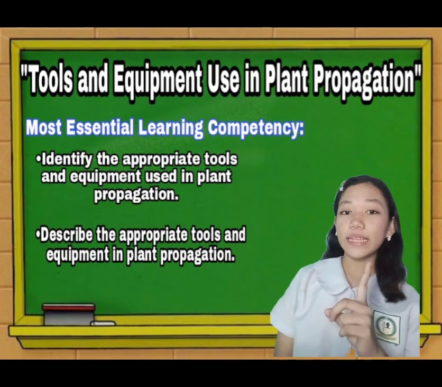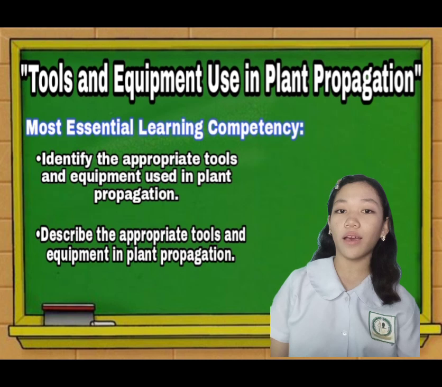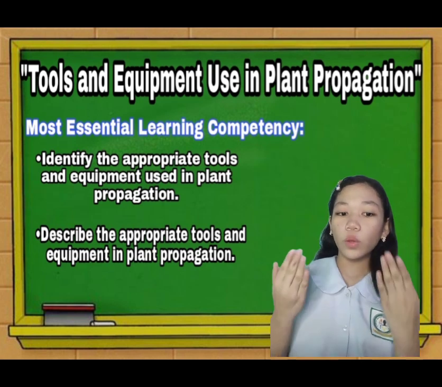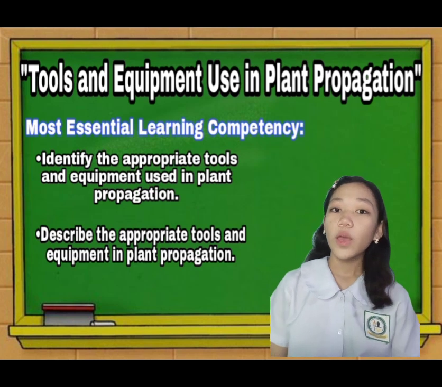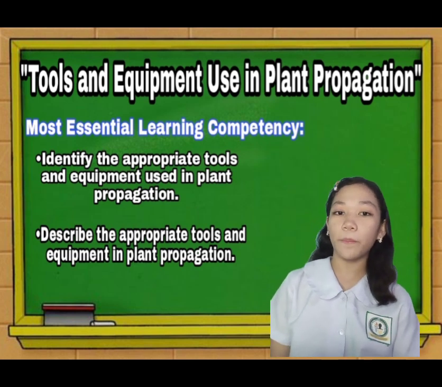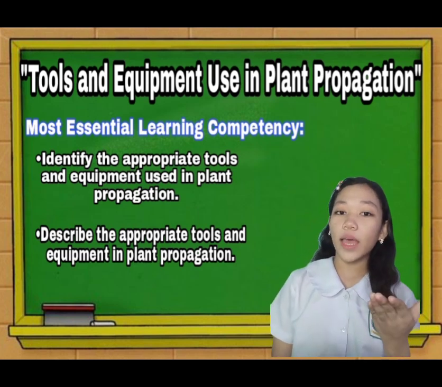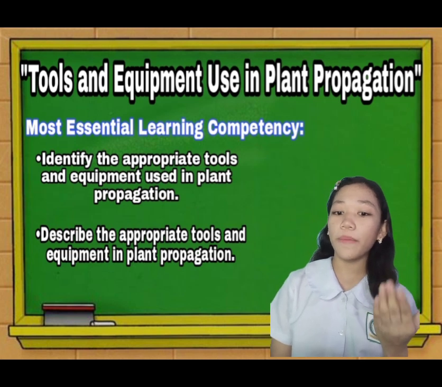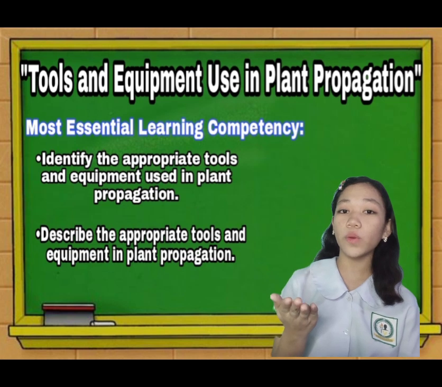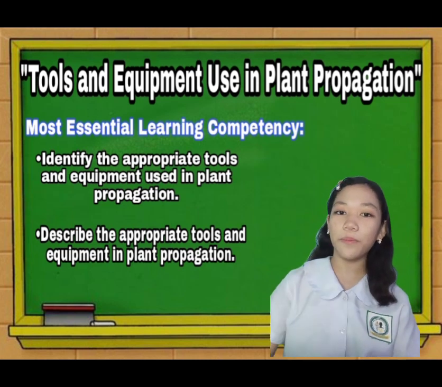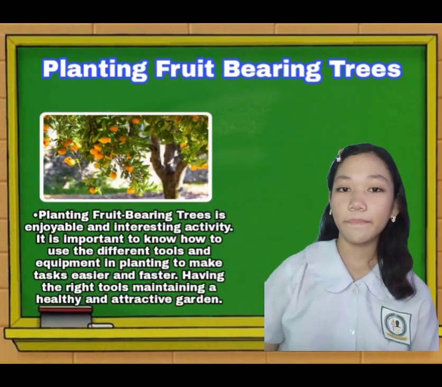So, the first lesson that I am going to discuss with you is all about tools and equipment used in plant propagation. The most essential learning competency is to identify the appropriate tools and equipment used in plant propagation and describe the appropriate tools and equipment used in plant propagation.